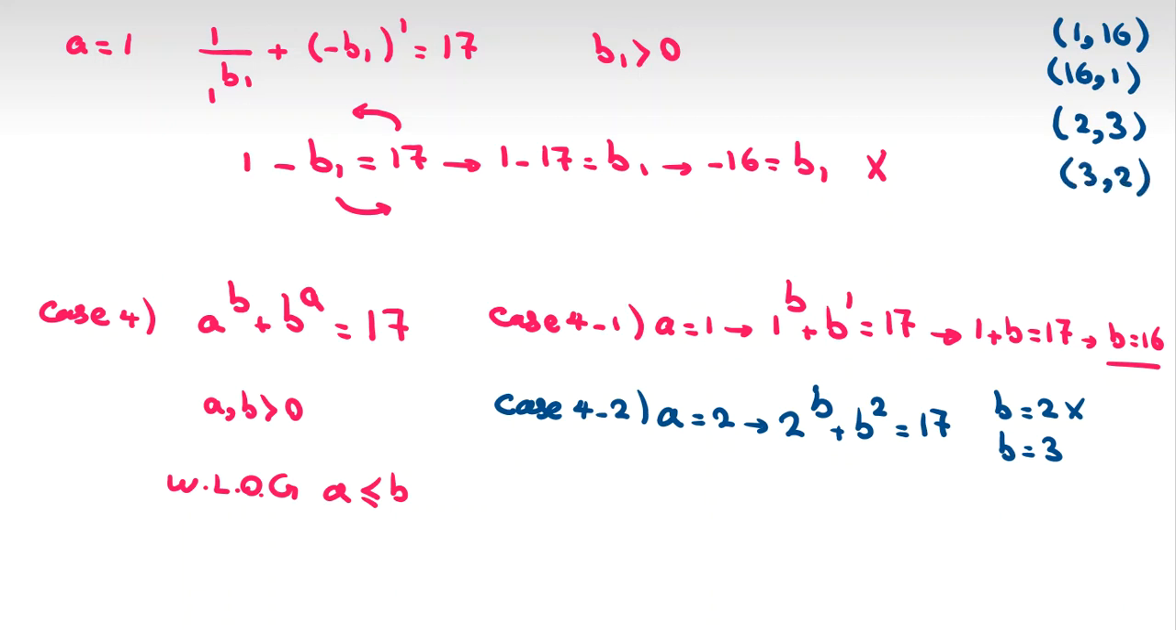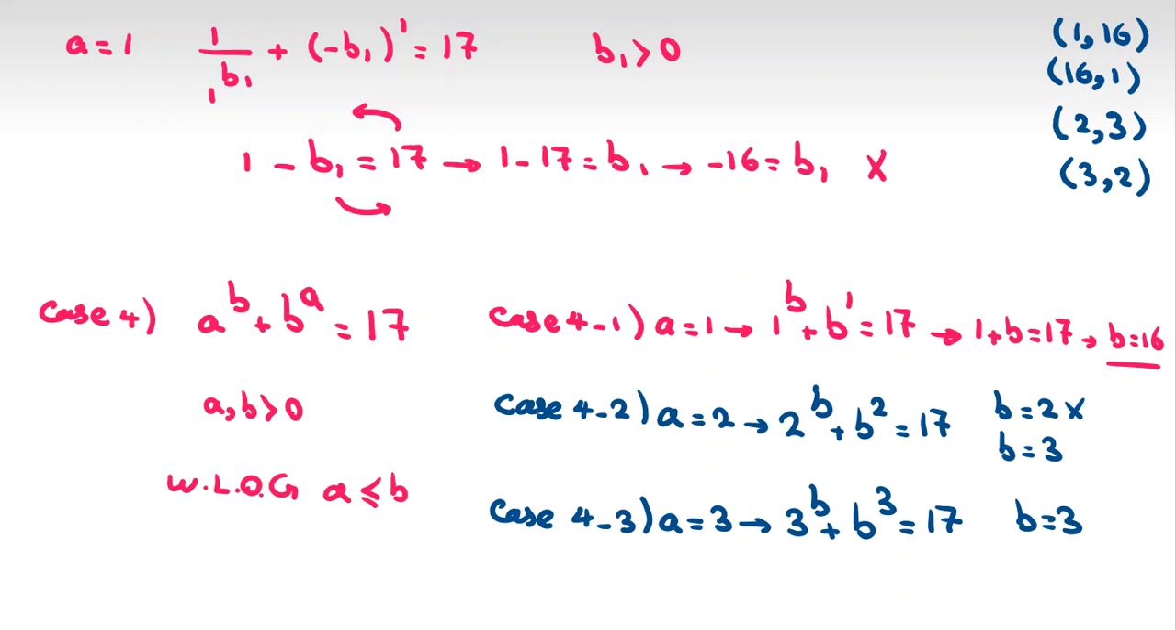Let's check case 4.3. Why didn't I check B equal to 1? Because I said A is less than or equal to B. I am considering the cases of the minimum number. If A is 3, then 3 to the B plus B cubed, sorry, equals 17. B starts from 3. If you check B equal to 3, the left-hand side will be much larger than 17. Also, if you check A equal to 4, B is at least 4. The rest of the numbers are greater than 17. So we can't find any other answer. So our answers are only these.